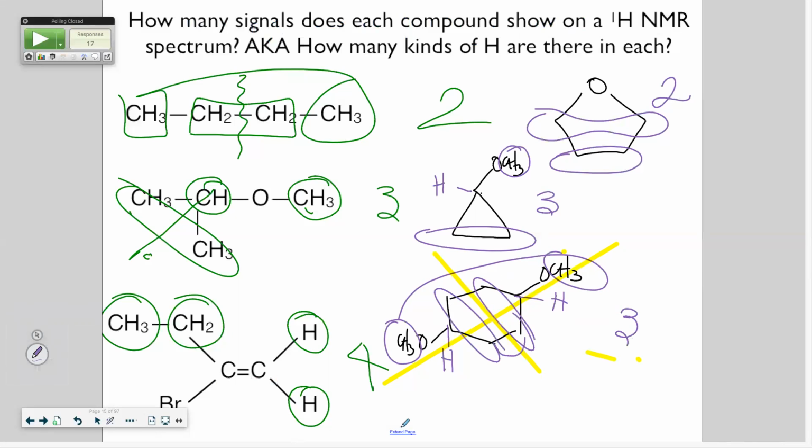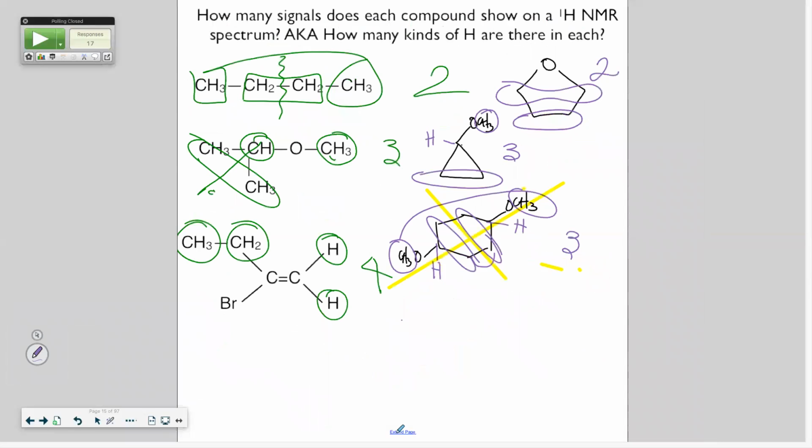I'm going to do this because I don't want to leave the page yet. All right. So what if it was close to that, but it was a little bit different? What if we had it like this? See how similar those structures are? Okay, how many kinds of hydrogens are in that?